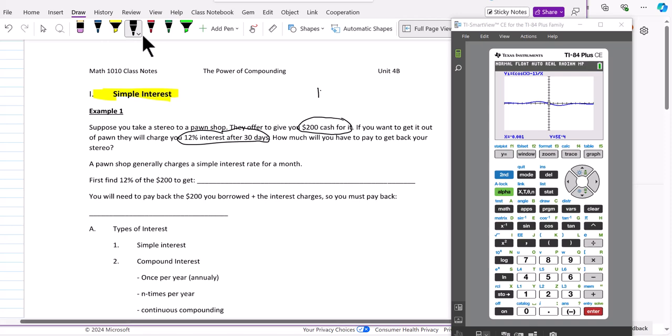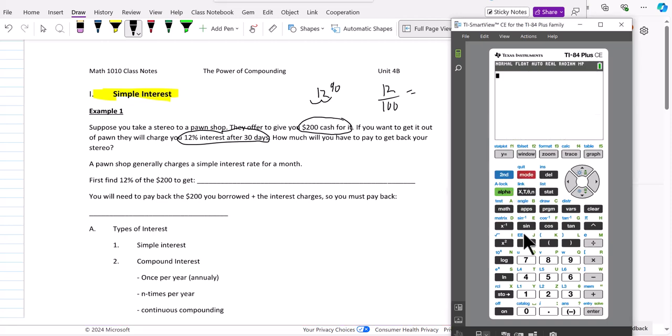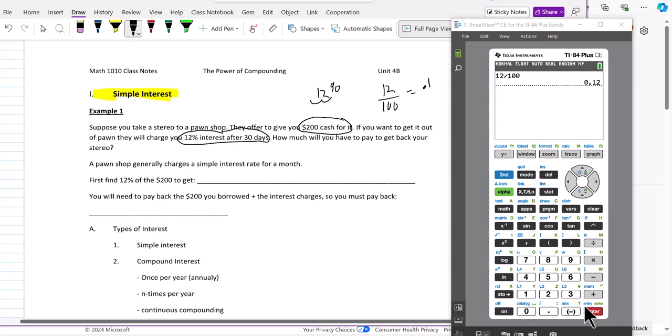Remember, if you have 12%, what do you do to the decimal? You move it back 2, right? Because 12% means 12 over 100. And if you divide any number by 100, that's what happens to the decimal. That's the reason we do that when we do a percent. So that would change to 0.12.